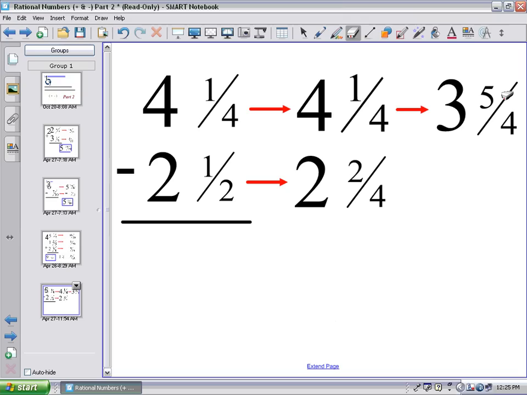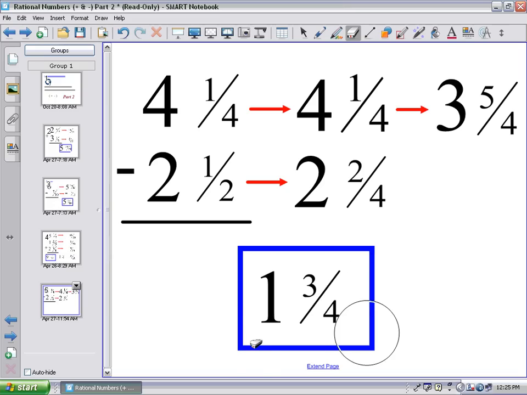Remember, 5/4 is 1 1/4. And if I take 1 1/4 and add that to 3, I get 4 1/4. And now what I do is I take my top fraction, 3 5/4, minus 2 2/4, and when I'm all said and done, my answer comes out to be 1 3/4 as a fraction.